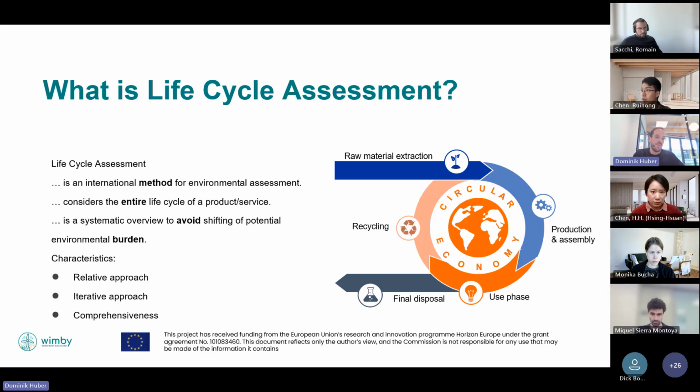Then, a characteristic of this method is that it's a relative approach. We try to express environmental impacts relative to the function of the system that is provided. And it's normally an iterative approach, meaning that we start with the data collection, then we run a first round of results, and we see, okay, this was not what we expected, and it's not as precise. So we need to go back and collect a bit more data, refine it, change it.